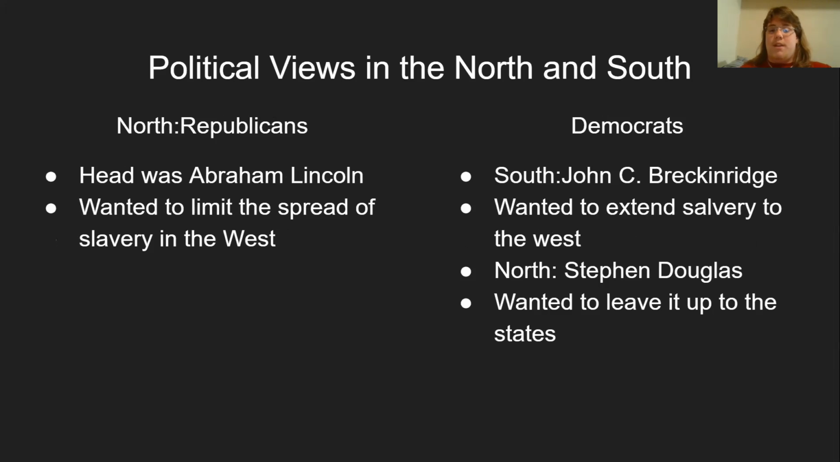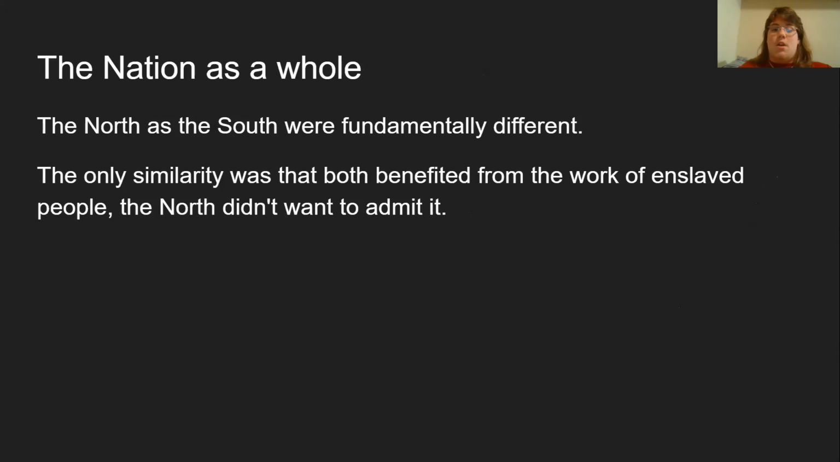The Democrats, they were split. In the South, under John C. Breckinridge, they wanted to expand slavery. They wanted to guarantee that Western states would be slave states. Where in the North, under Stephen Douglas, they wanted to leave it up to the states. They wanted to allow the states to make the decision. They were split, and that's what allowed Abraham Lincoln to become president.